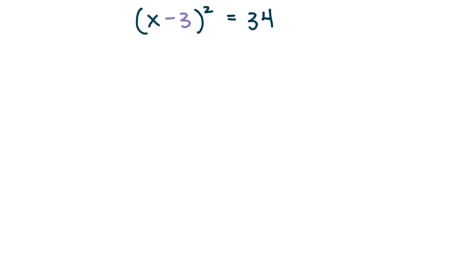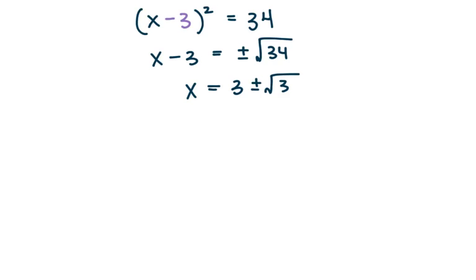Now, once you're there, you're going to be done in trig. But if we're solving this as if it was an algebra problem, we would end up with x minus 3 equals plus or minus the square root of 34, which is x equals positive 3 plus or minus the square root of 34. So those would be the two solutions to this quadratic equation.